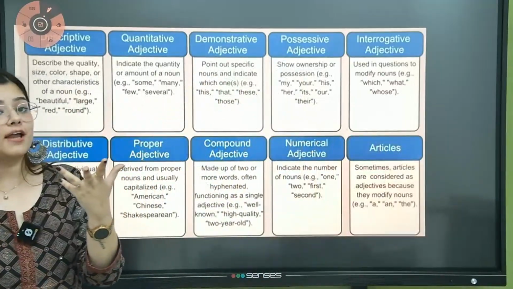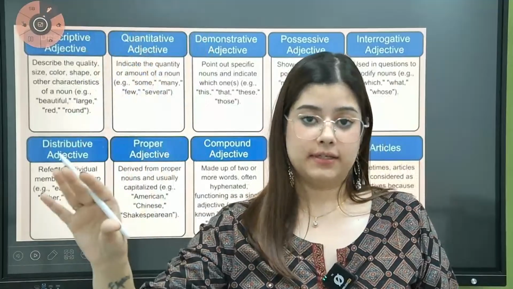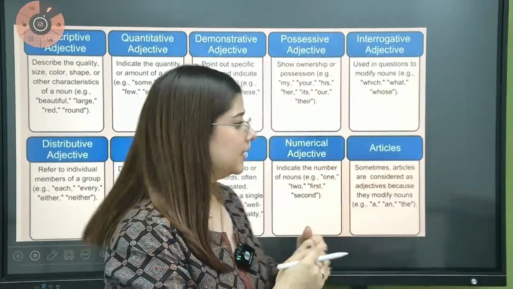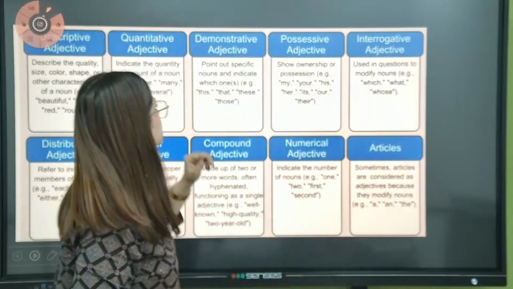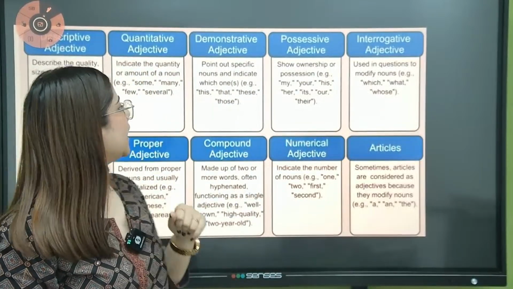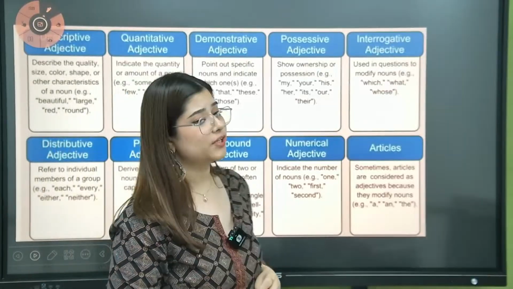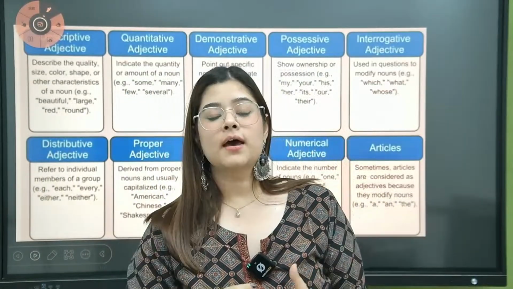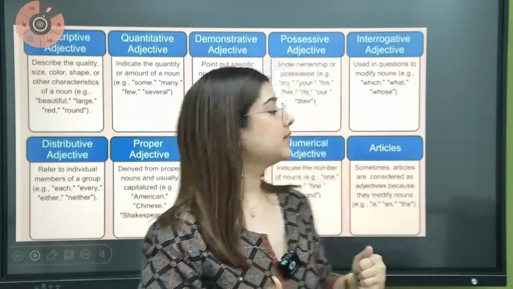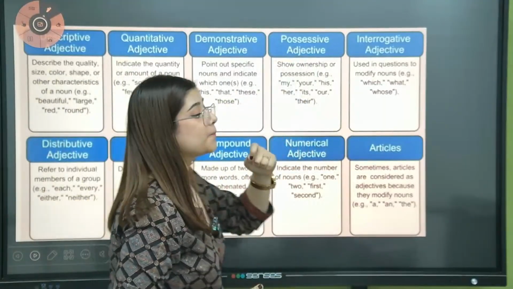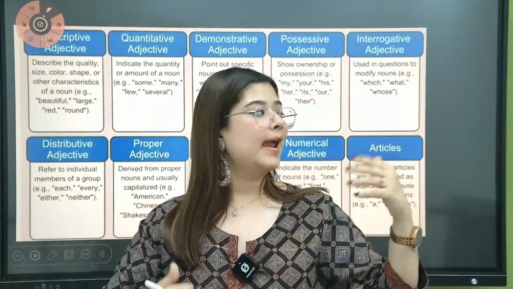Next, demonstrative adjectives, they tell us where that particular noun is present. The distance, is it near, is it far? They point out specific nouns. So demonstrative adjectives would include this, that, these, those. Next, we have possessive adjectives. Again, they would tell us who is possessing that particular noun, right? They show ownership or possession of that particular noun. So my, his, her, etc.